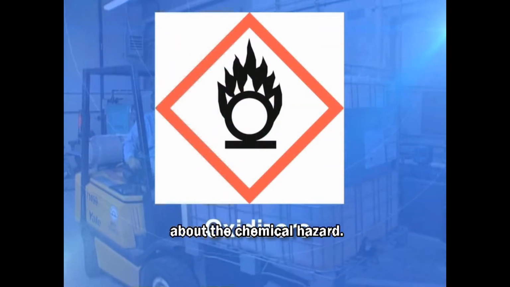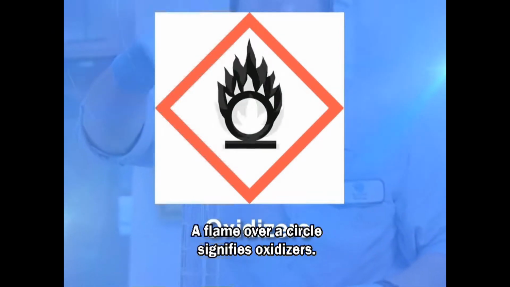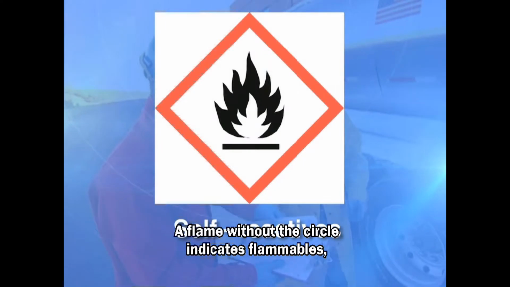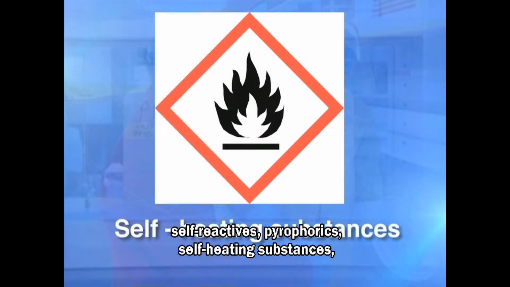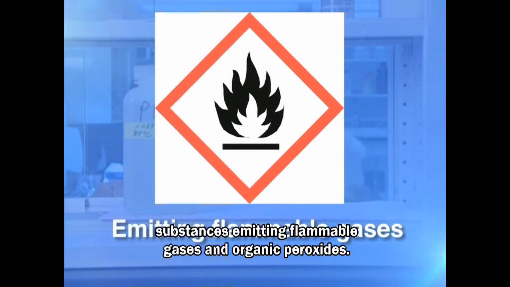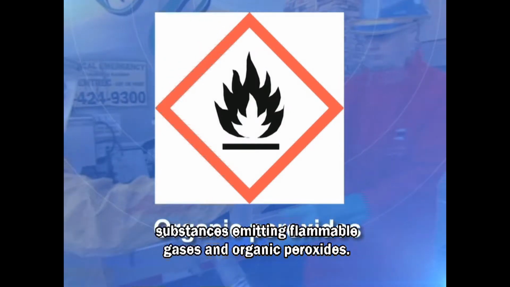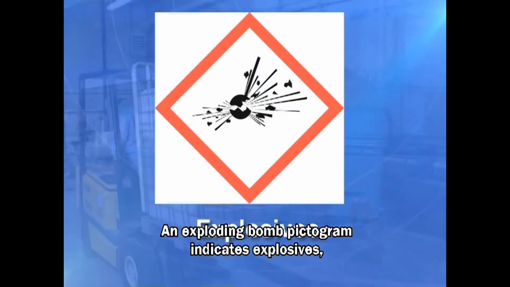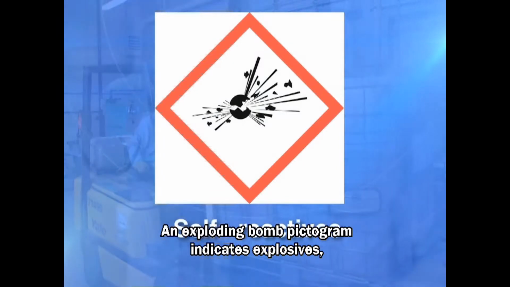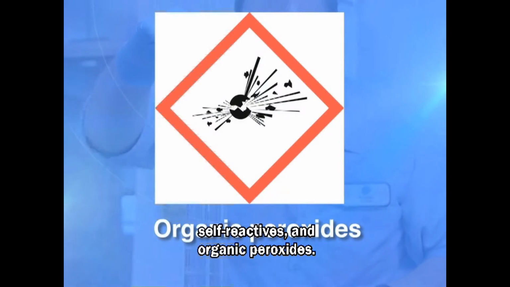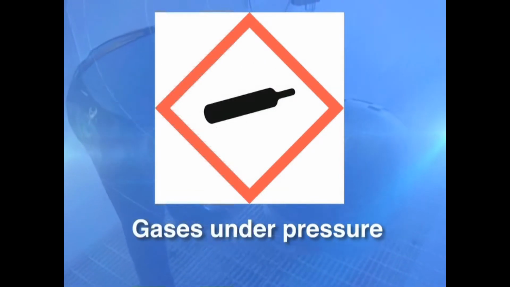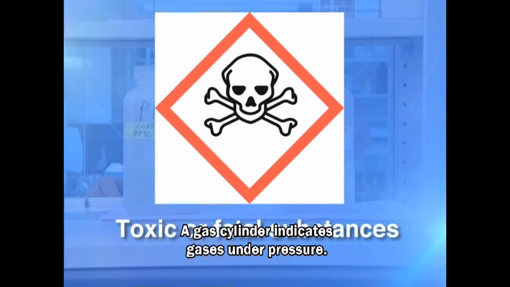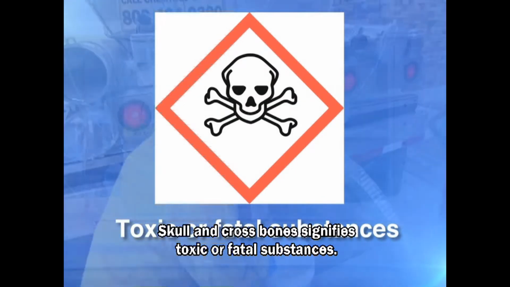A flame over a circle signifies oxidizers. A flame without the circle indicates flammables, self-reactives, pyrophorics, self-heating substances, substances emitting flammable gases, and organic peroxides. An exploding bomb pictogram indicates explosives, self-reactives, and organic peroxides. A gas cylinder indicates gases under pressure. Skull and crossbones signifies toxic or fatal substances.